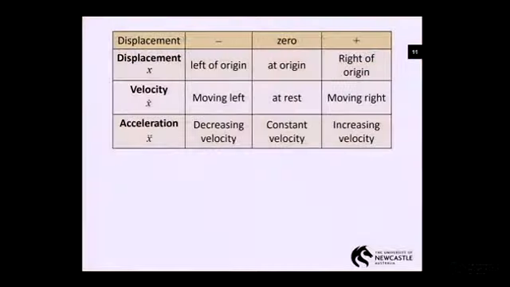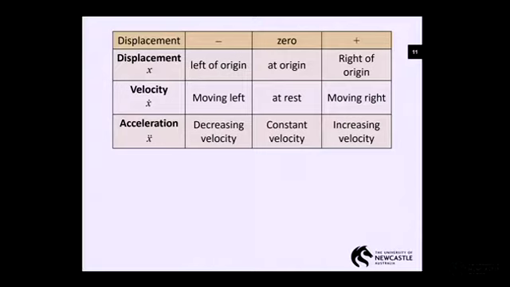So here's what we've got. It's got that table there. Now there's a couple of important things you might want to know. So it's just got displacement as x. It's got x dot, which is your velocity. So you can put v there if you're happier with v. And it's got acceleration as x double dot, which is also your a.